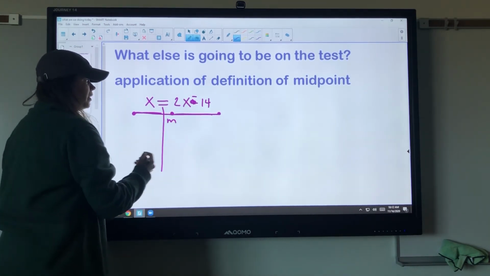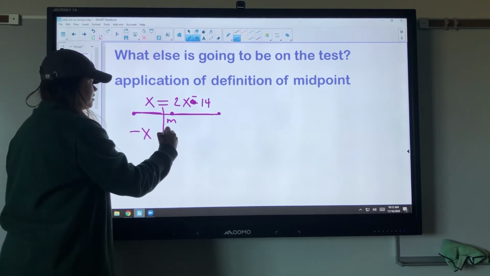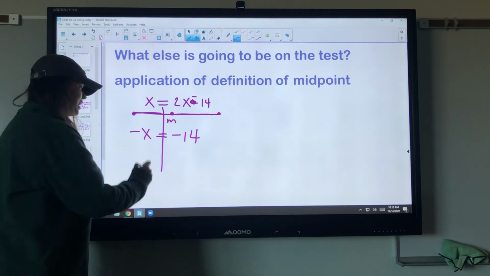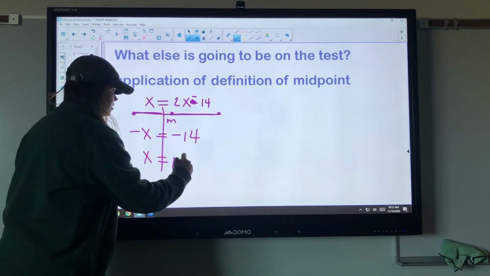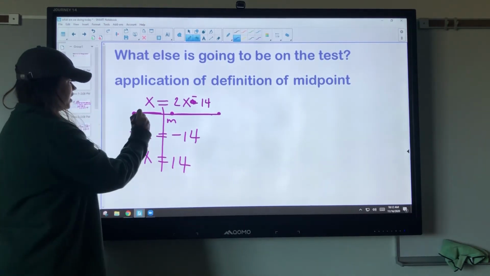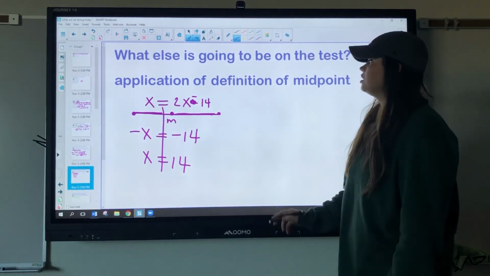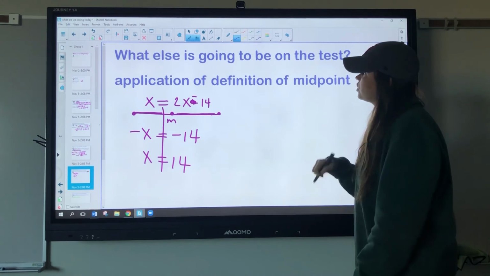So to solve that, you would minus 2x from both sides and you would get negative x. And you would divide both of those sides by -1 and you would get 14. So if that's 14, then that's also 14. So you could say 14 or you could say 28. You have to look at what they're asking for.